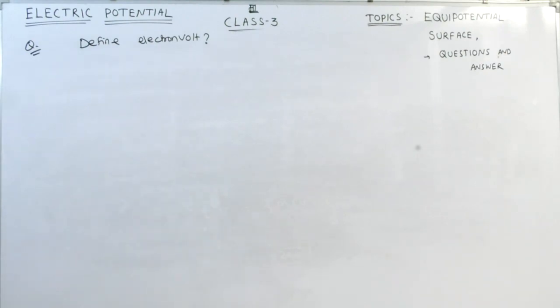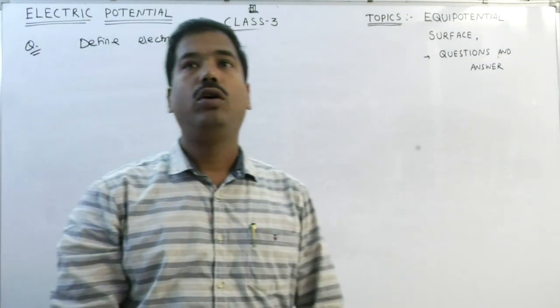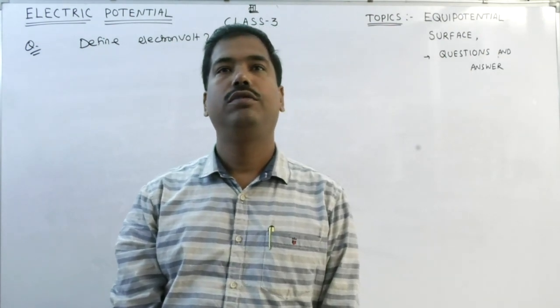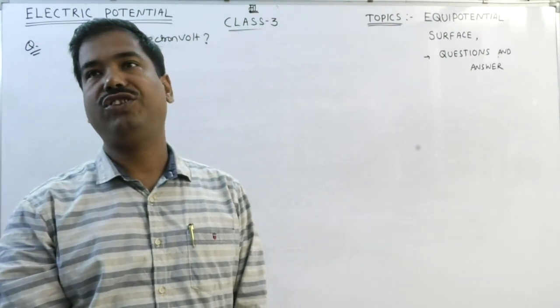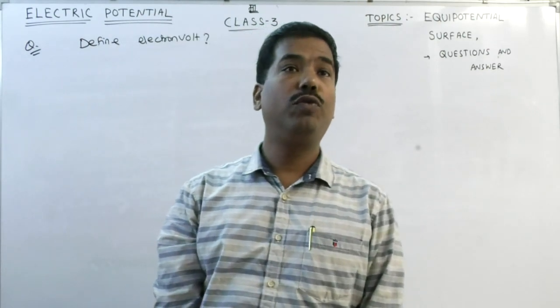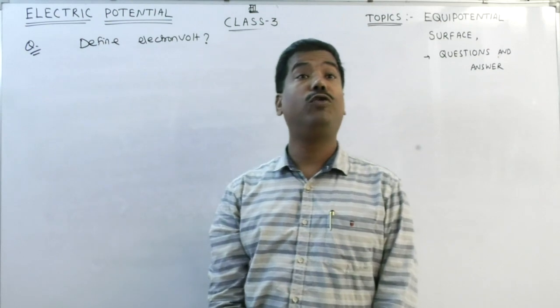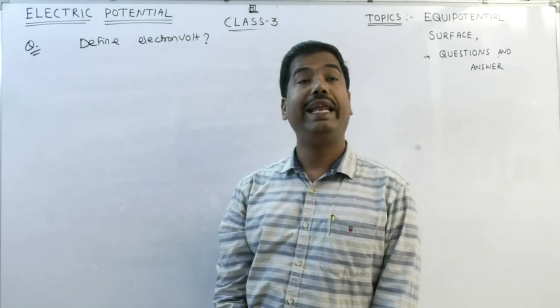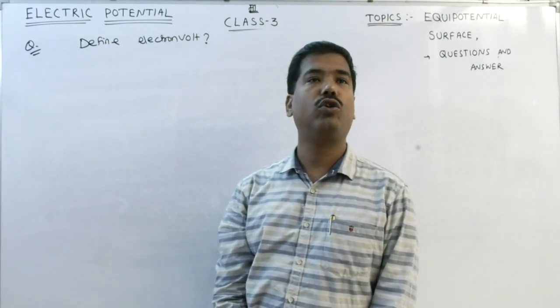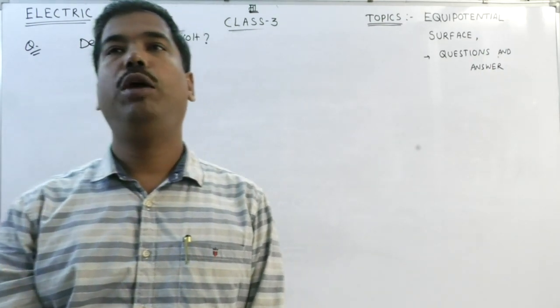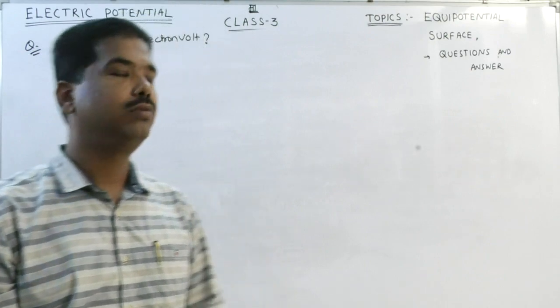Define electron volt. What do you mean by electron volt? Electron volt is the unit of electrostatic energy, or we can say the amount of work done in accelerating an electron when moved across a conductor having a potential difference of 1 volt.